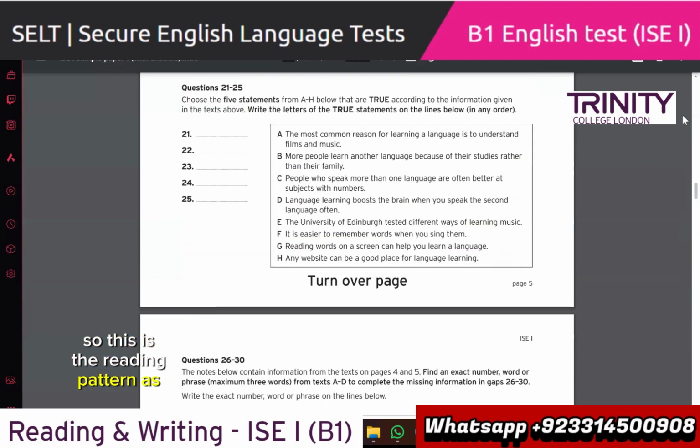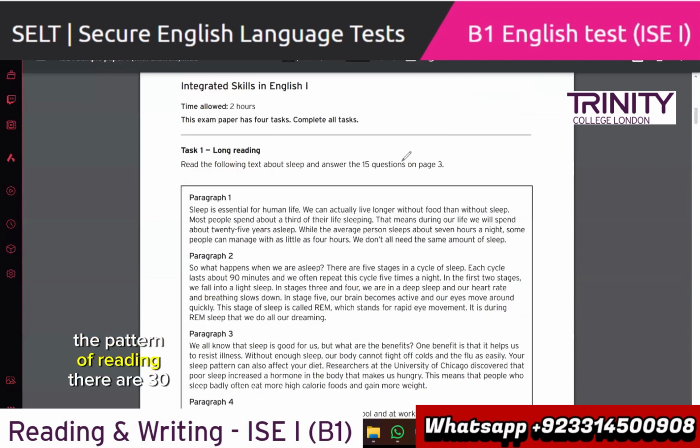So this is the reading pattern, as you wanted to know the pattern of reading. There are 30 questions in total, and you need to get 15 marks in order to pass.